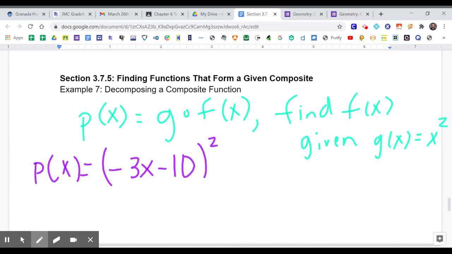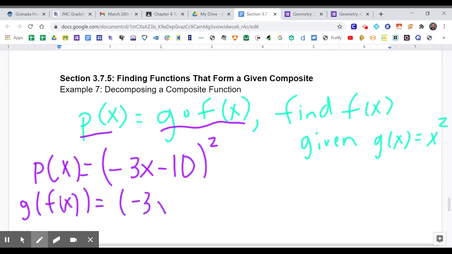So we said p of x is really g of f of x. So I'm going to rewrite it this way. Actually, in fact, I'm going to write it the other way. g of f of x equals (negative 3x minus 10) quantity squared.